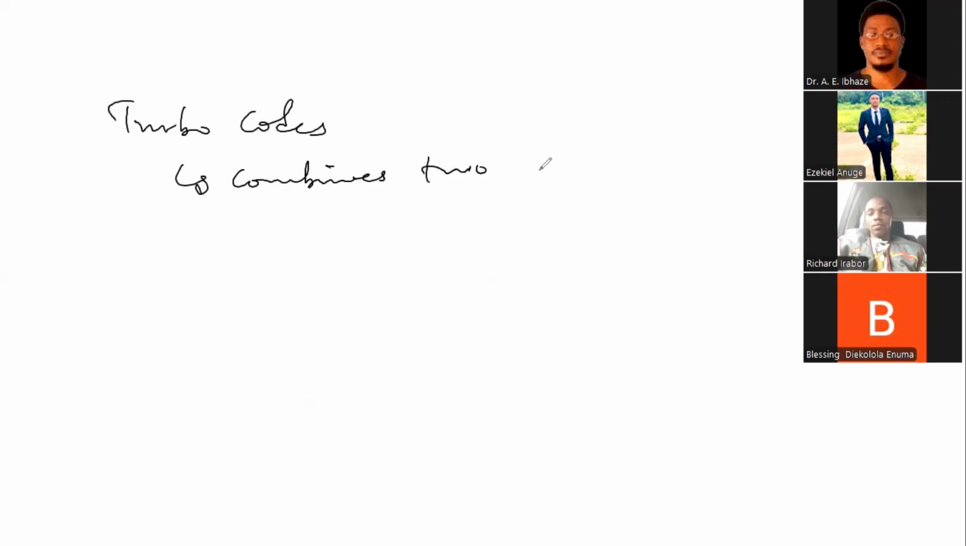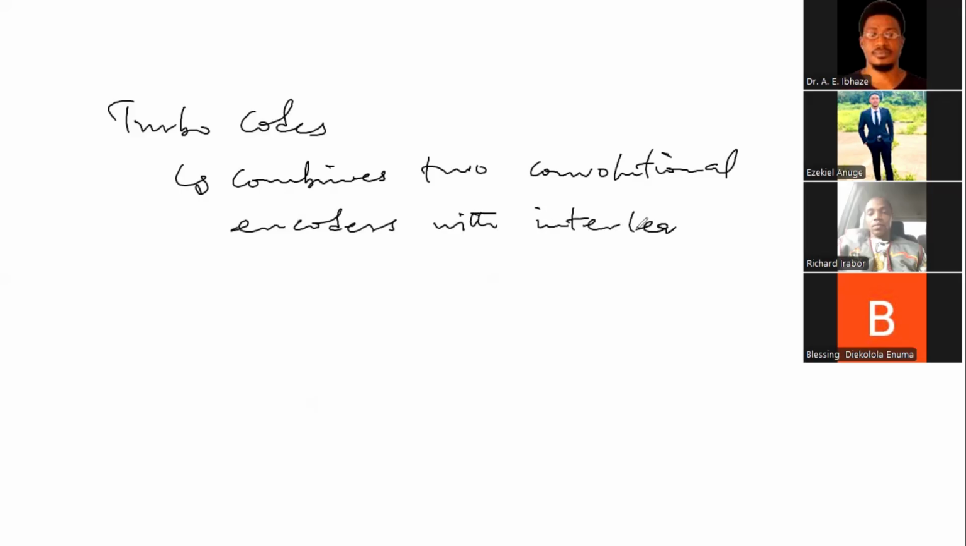The turbo codes therefore combine two convolutional encoders with interleavers. So when we mention interleavers, we are literally saying, well, this is a code scrambler. So it means if, for instance, I feed into the encoder 10110, now the interleaver could scramble this code to now look something like 1010.